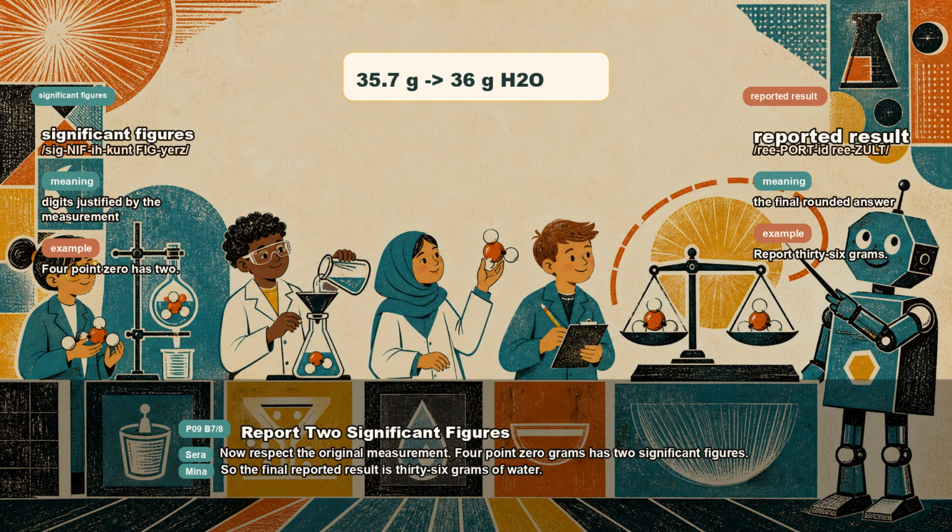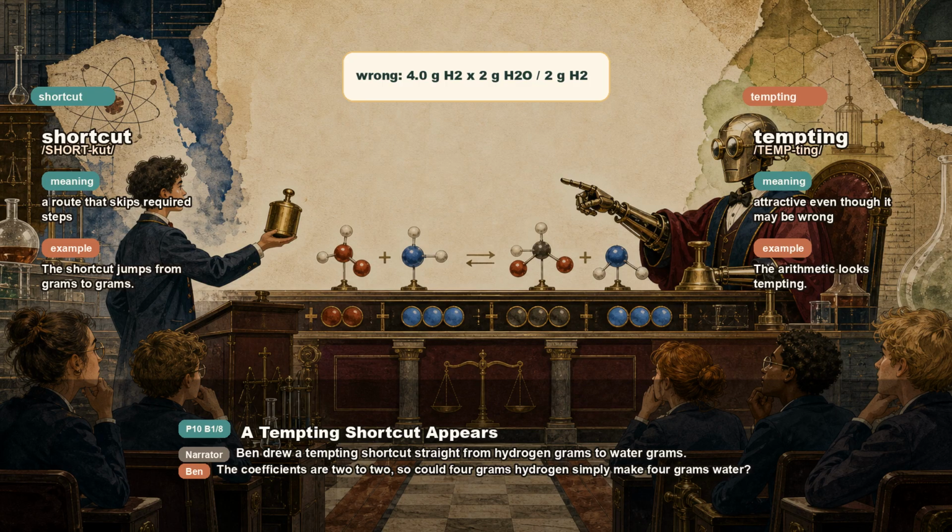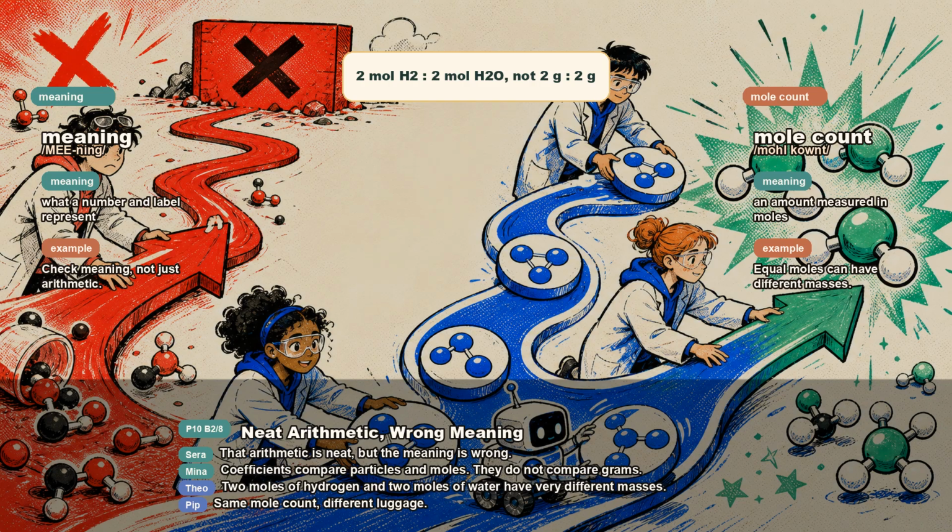Every conversion factor did one job and every unwanted unit canceled. The class traced the completed route from 4.0 grams hydrogen to 36 grams water. That is the full gram-to-gram map, calculated and checked. Ben drew a tempting shortcut straight from hydrogen grams to water grams. The coefficients are 2 to 2, so could 4 grams hydrogen simply make 4 grams water? That arithmetic is neat, but the meaning is wrong.